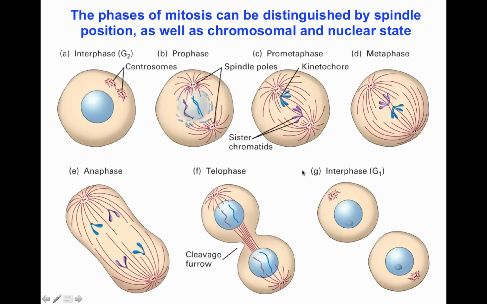Now, when we take a look during mitosis, we can stage mitosis by the spindle position, by the presence and the state of the chromosomes, and the presence and state of the nucleus. So what we're going to see is that when we are taking into consideration the stage of the cell cycle, we have to look at those 3 points: the spindle, the chromosomes, and the nucleus.